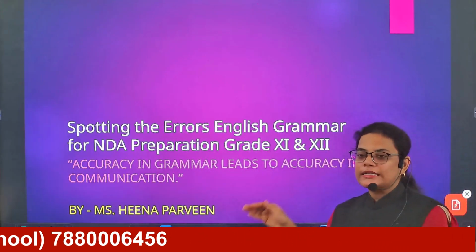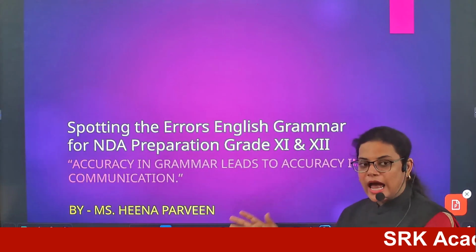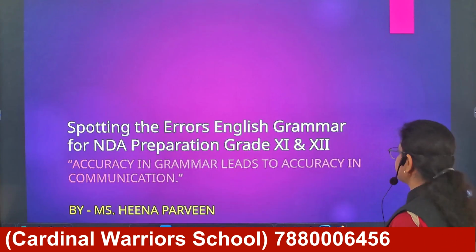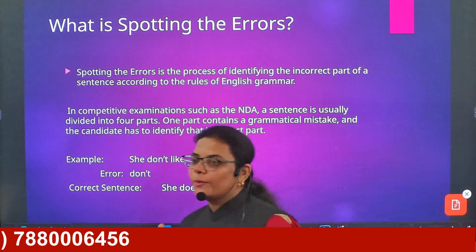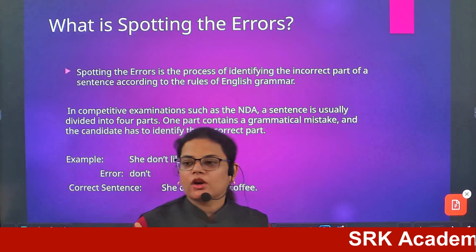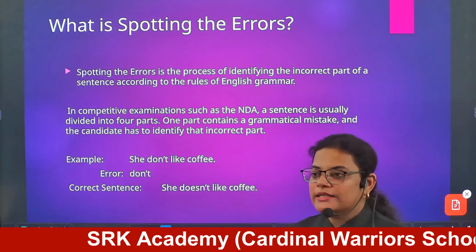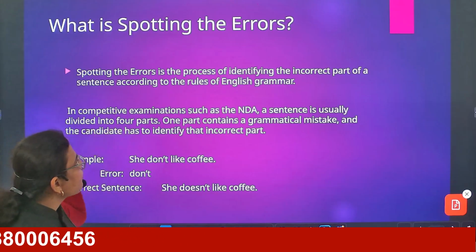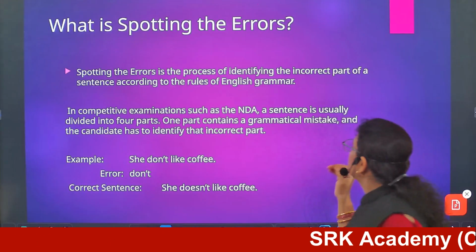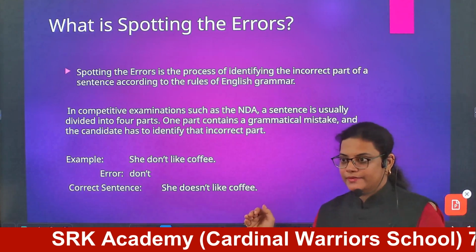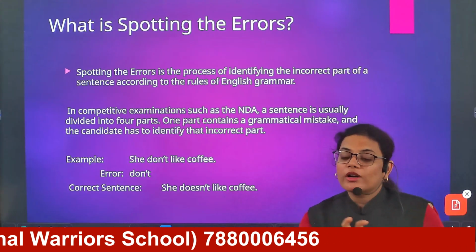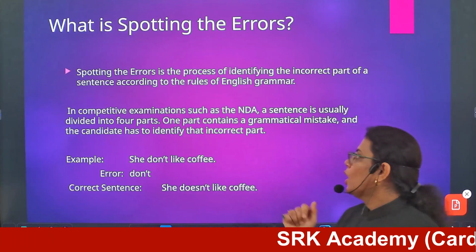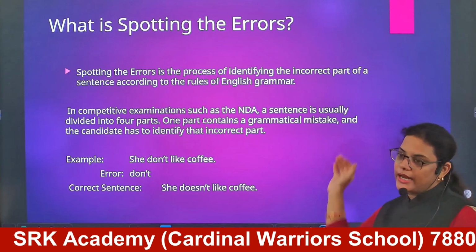This is the quotation, and this topic is dedicated to it. Now class, can you please think of it, what is the meaning of spotting the errors? Spotting the errors is the process of identifying the incorrect part of a sentence. A sentence is given, and you have to spot what is incorrect in it, the particular part which is incorrect according to the rules of English grammar.